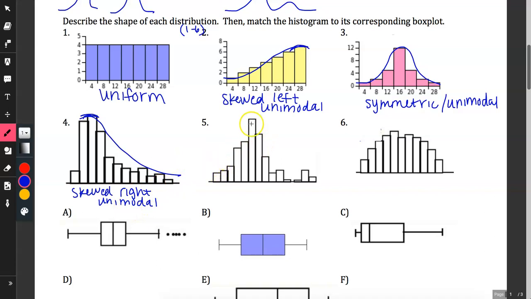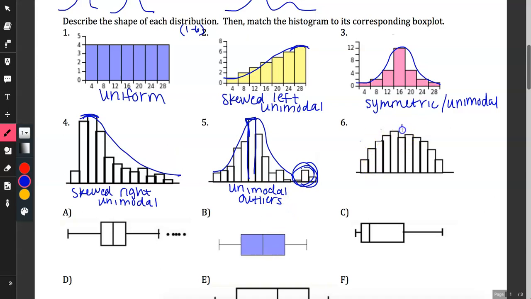This graph's a little bit tricky. So it kind of has this part and then you have this extra spot at the end. So I would probably call this one just unimodal because of this high point right here. I don't think I'd call this symmetric because of these guys, but I might say that there's outliers for this one.